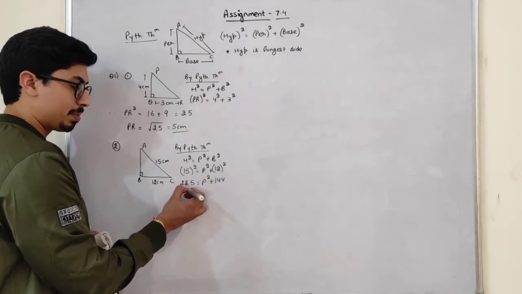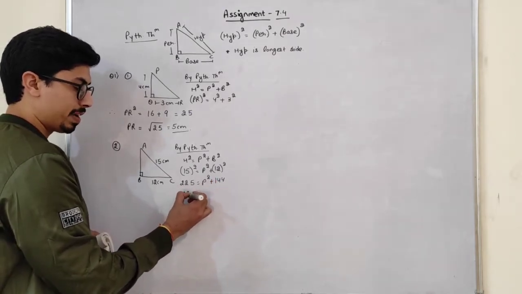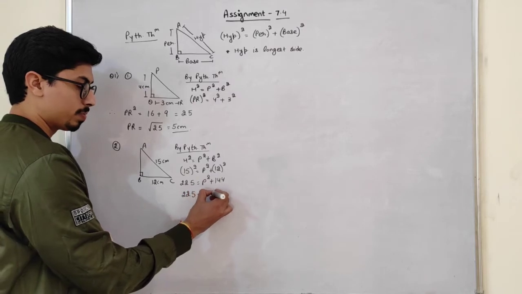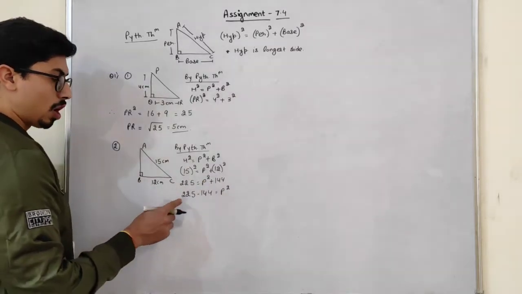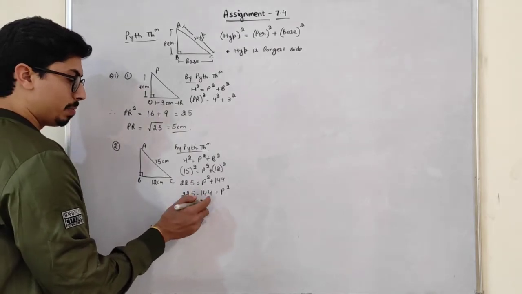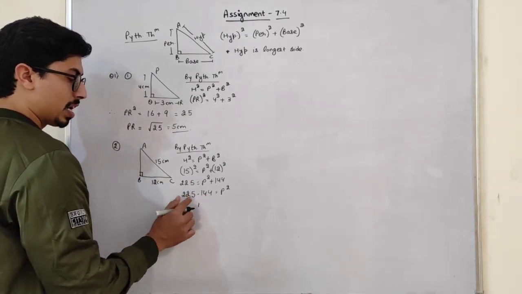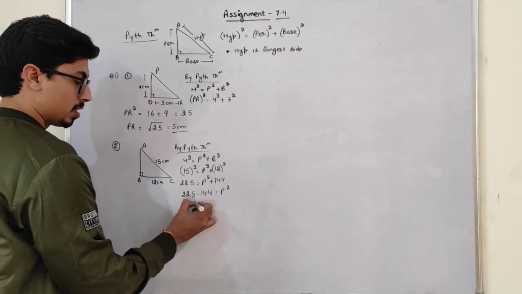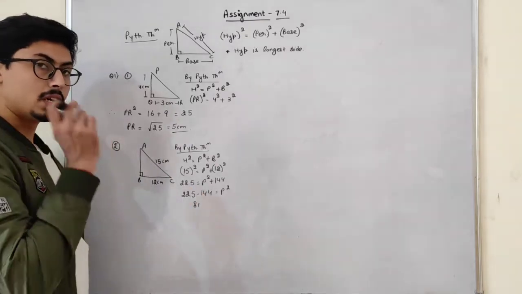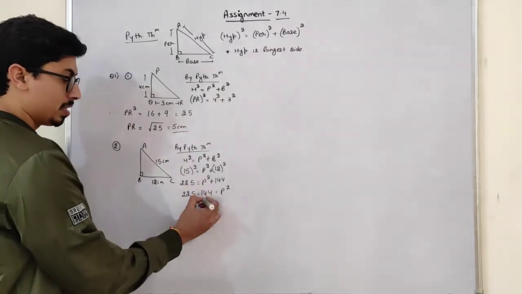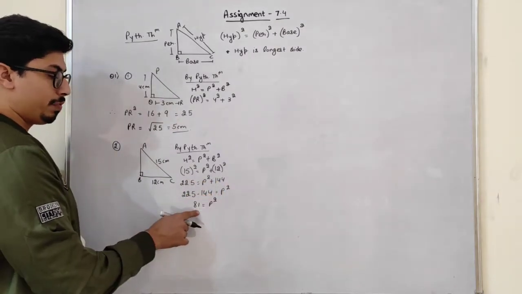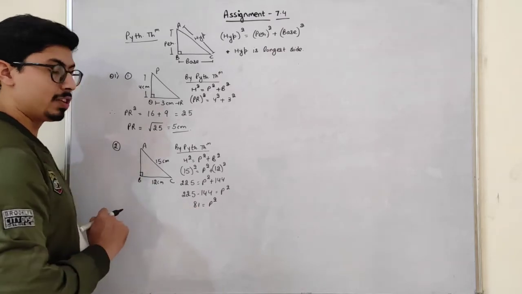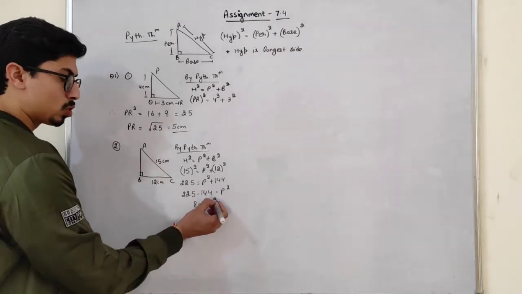See, if I subtract, students, 225 minus 144, how much will it be? It will be 81. So perpendicular square is 81, and perpendicular will be the square root of 81.